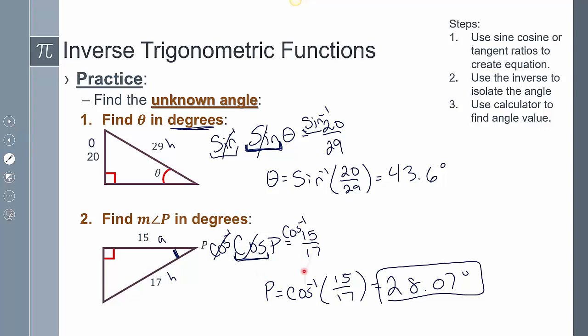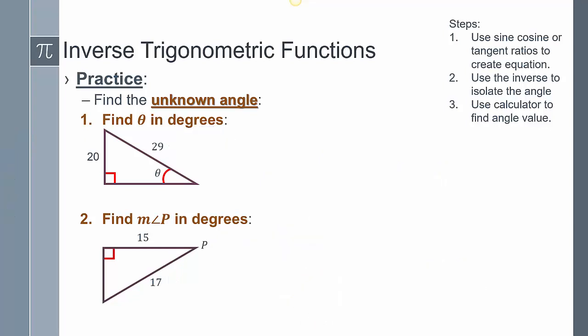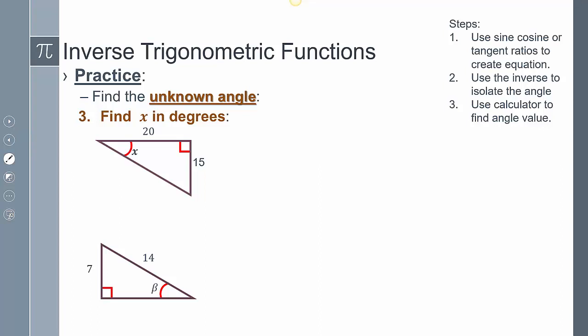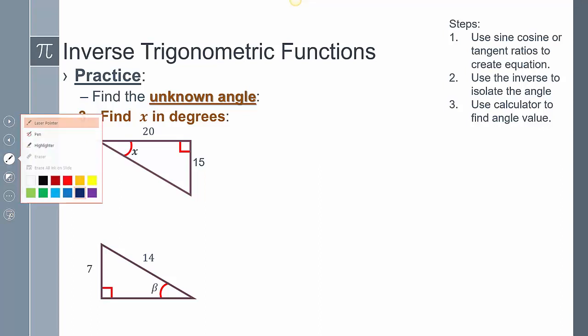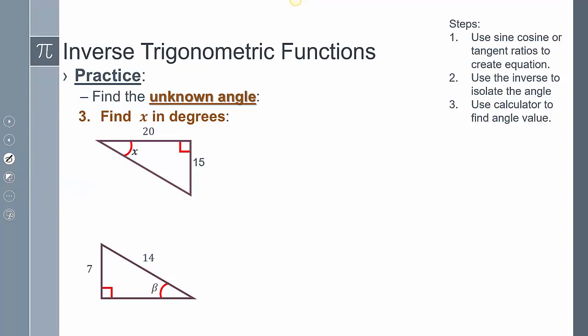So I get the cosine inverse of 15 over 17. Step 3, enter that into my calculator, and I got 28.07. Looking at this next one here, first thing I need to do is establish a relationship. I have opposite and I have adjacent, so that's TOA, so that's going to be tangent. So I'm going to say the tangent of x equals opposite over adjacent.